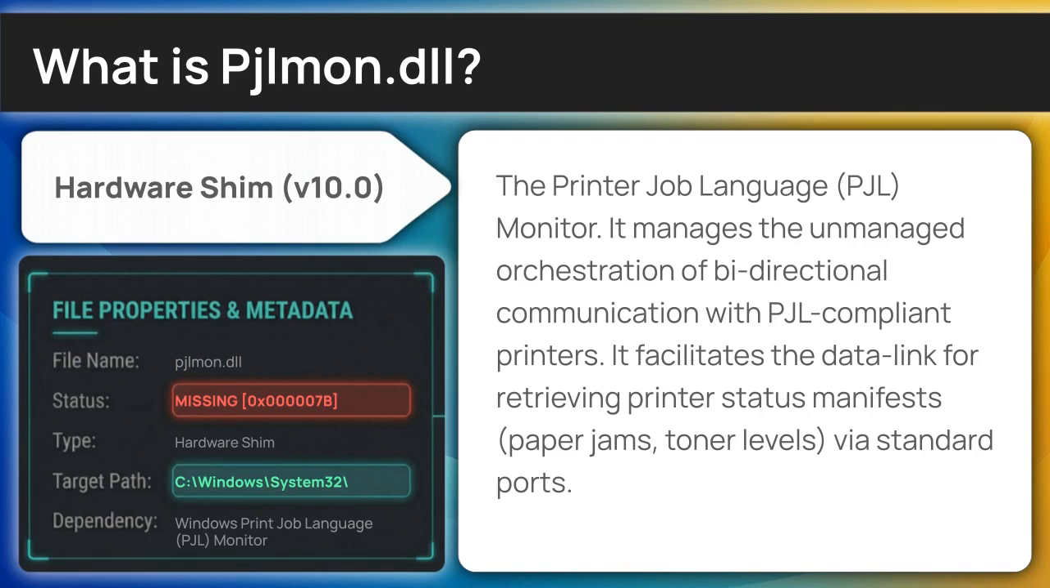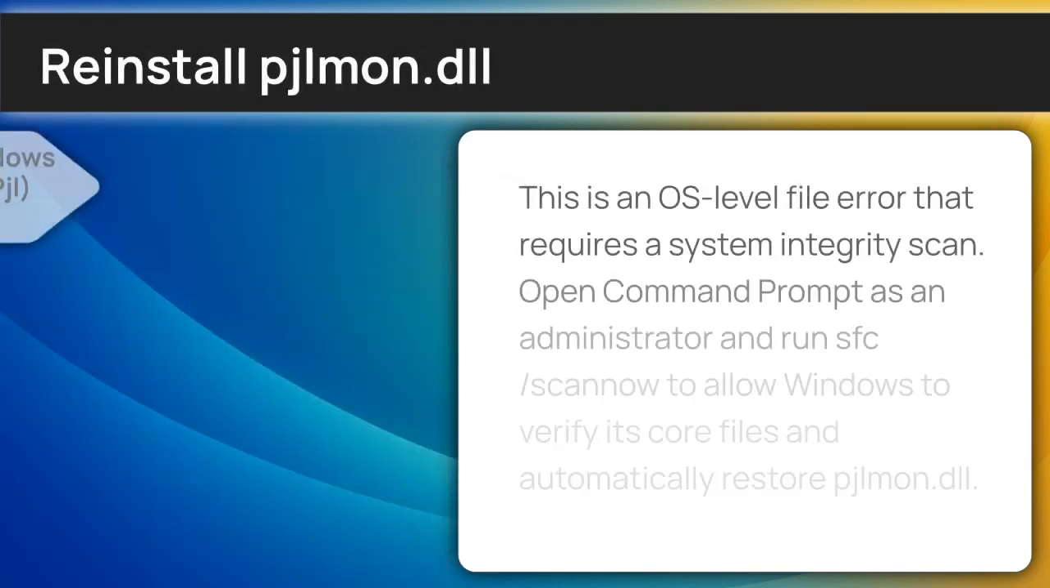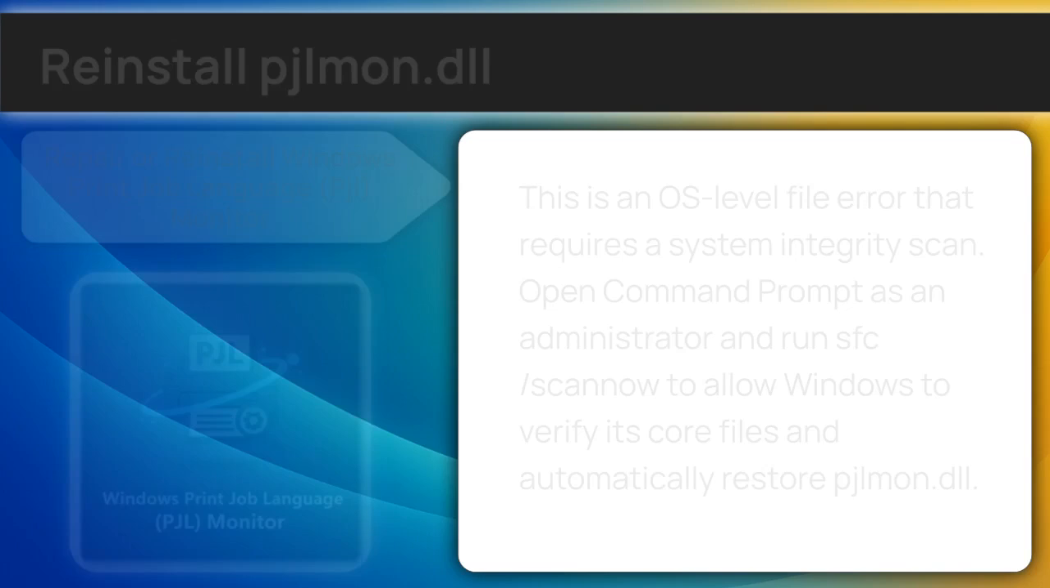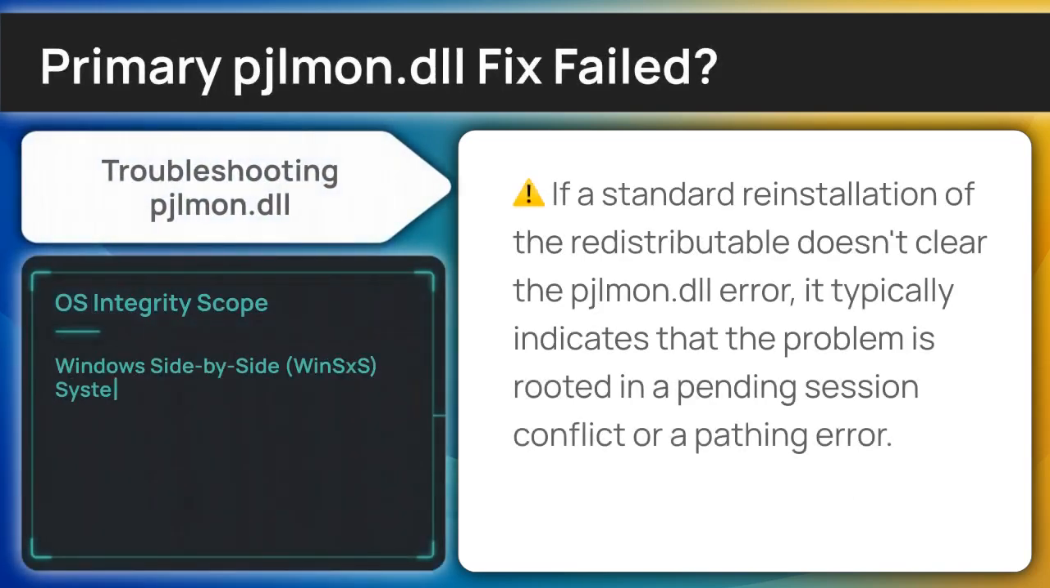Now let's dive into the solution, starting with a standard reinstallation. This is an OS-level file error that requires a system integrity scan. Open Command Prompt as an administrator and run sfc /scannow to allow Windows to verify its core files and automatically restore the PJL-mon library DLL. If no luck was had with the redistributable package, we will escalate the fix by performing a targeted reset of the system state.